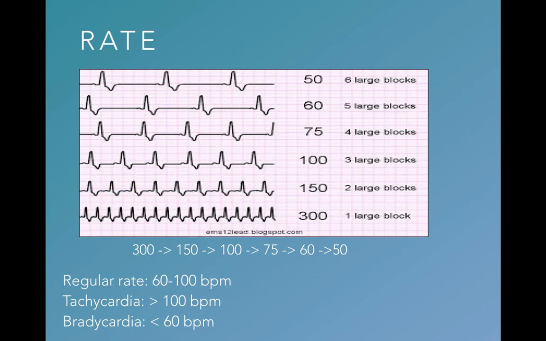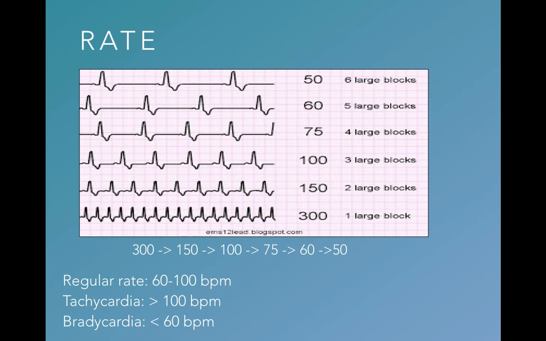The easiest way to do it is to look at the big blocks. And there is math behind it. Remember I said that it's 200 milliseconds for a big block and 0.04 seconds or 40 milliseconds for a small block. But the easiest way to do this is to look at how many big blocks occur between the R to R interval, meaning the two R wave peaks. And when you do this, you're also subconsciously checking to see if the rate's regular or the rhythm is regular, because if the rhythm is regular, then the rate should be the same between all of the R to R intervals.